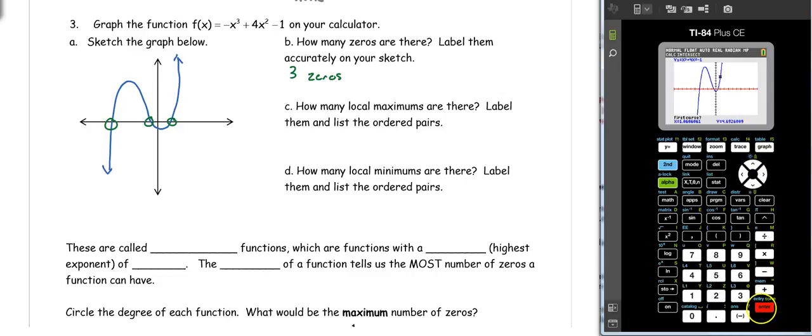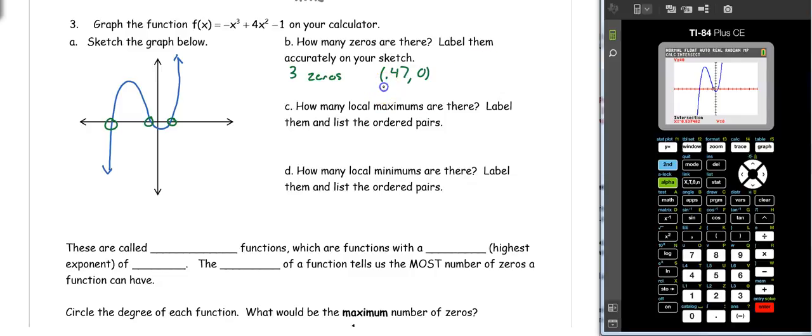So I'm going to go to the right one, enter, enter, enter. And I get the point 0.47, comma 0. Then I'm going to do that again. Second, trace 5. We're going to move to the one that's further to the left now. So in the middle, enter, enter, enter.